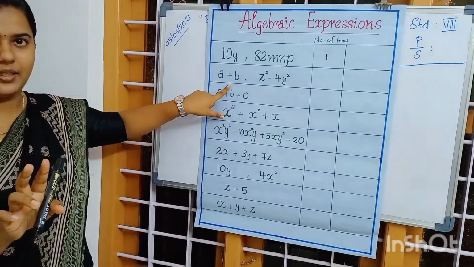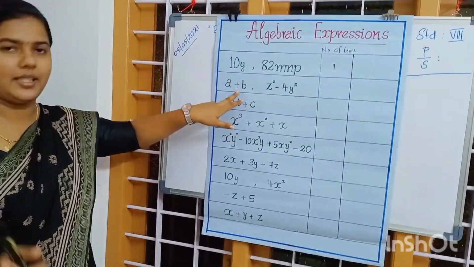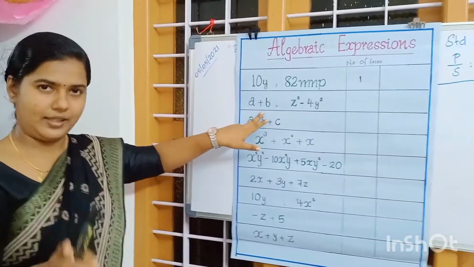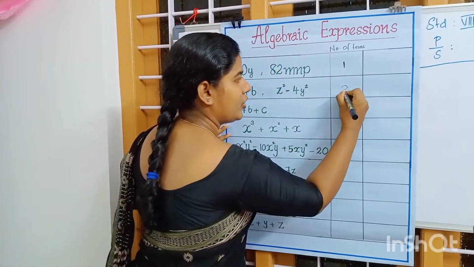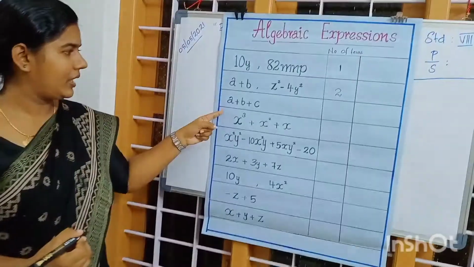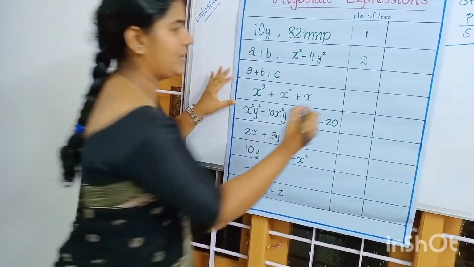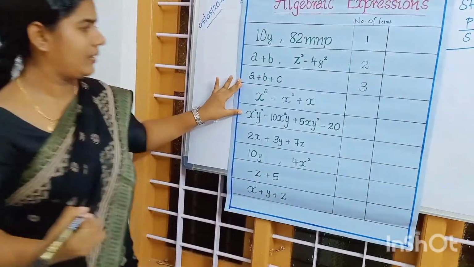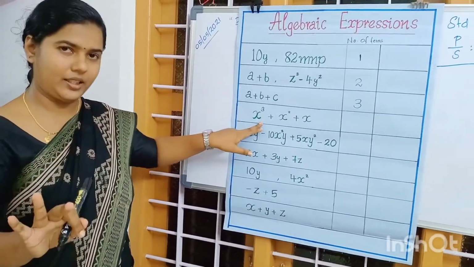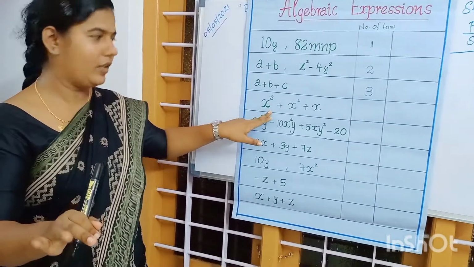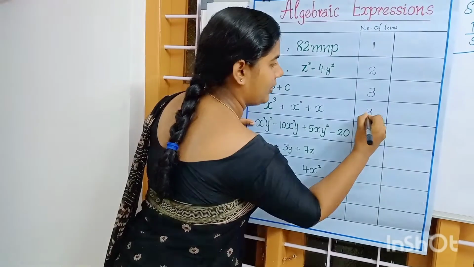So the second set, these are also algebraic expressions. And how many terms are there in this expression? Yes, 2. What about this? Yes, here also we have 2 terms. What about the third one? Yes, we have 3 terms. What about the fourth one? Yes, we have 3 terms and they are, yes, very good, x cubed, x square and x.